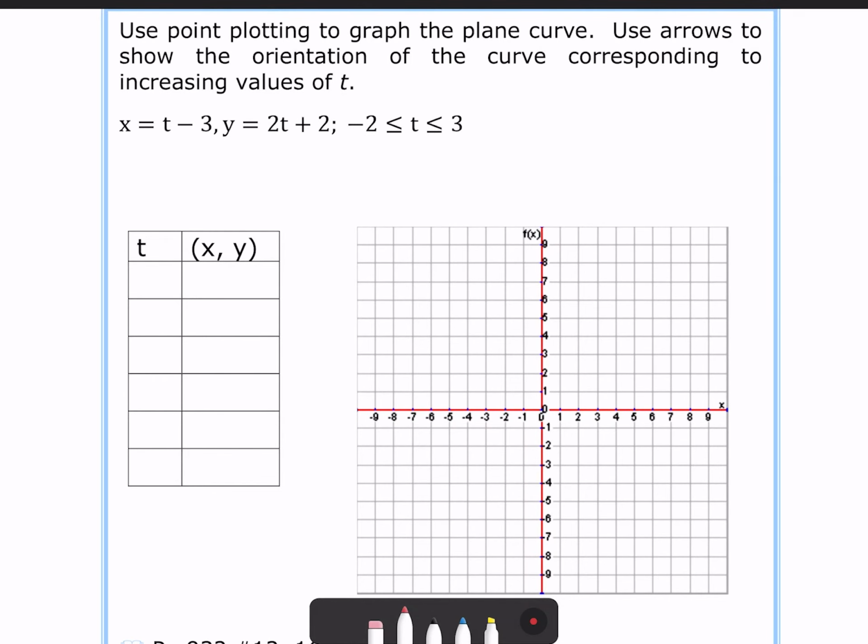The interesting part about these curves is that the points on the curve appear in a certain order because as your t value is moving from its least value to its greatest value, your x, y ordered pairs, your points are going to appear in a particular order. So that's why we're being asked here to use arrows to show the orientation of the curve. Let's see what we end up with. Let me calculate some xy ordered pairs for us.